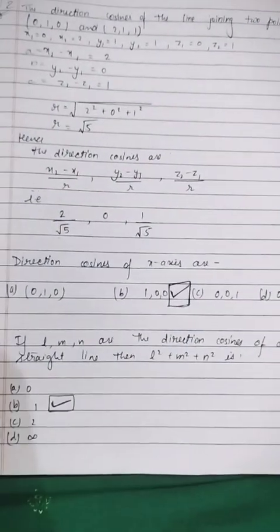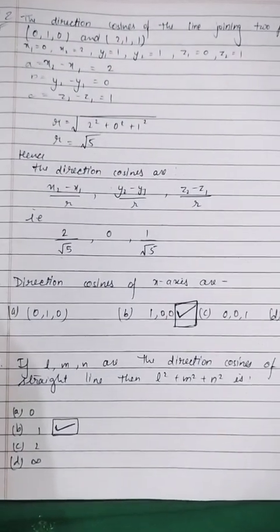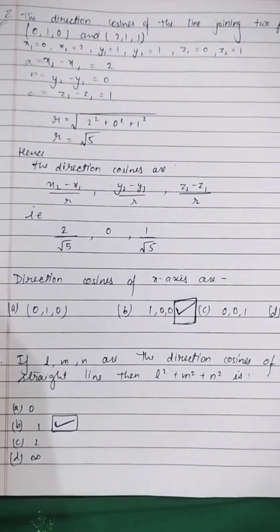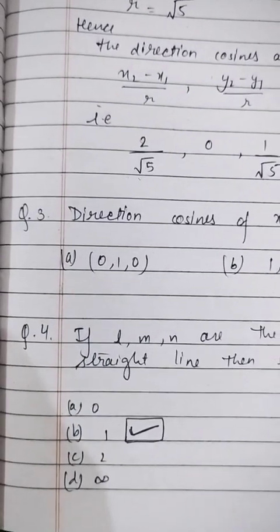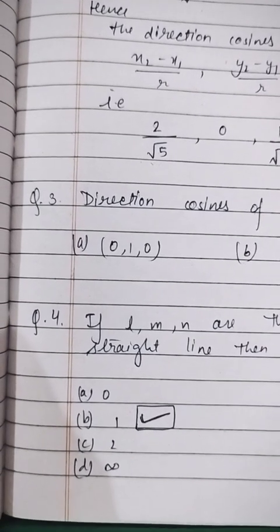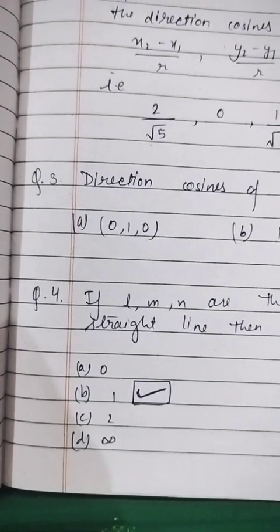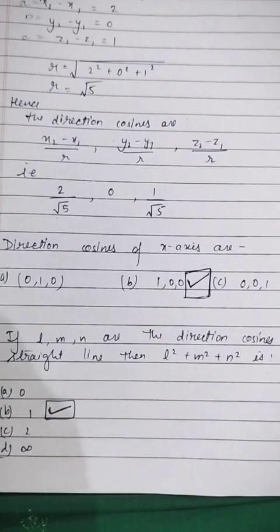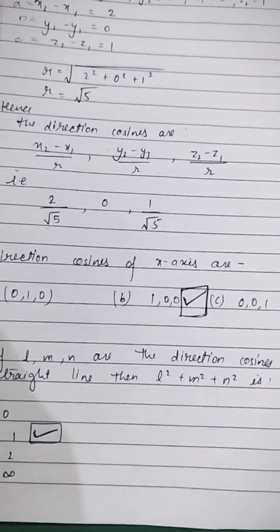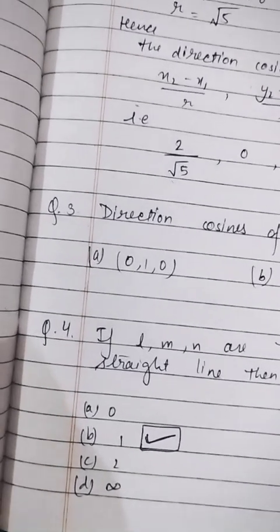If l, m, n are the direction cosines of a straight line, then l square plus m square plus n square is: option 1 is 0, second option is 1, third option is 2, and option 4 is infinite. We have earlier studied in the theory section that l square plus m square plus n square is equal to 1. So the correct option is option B, that is 1.